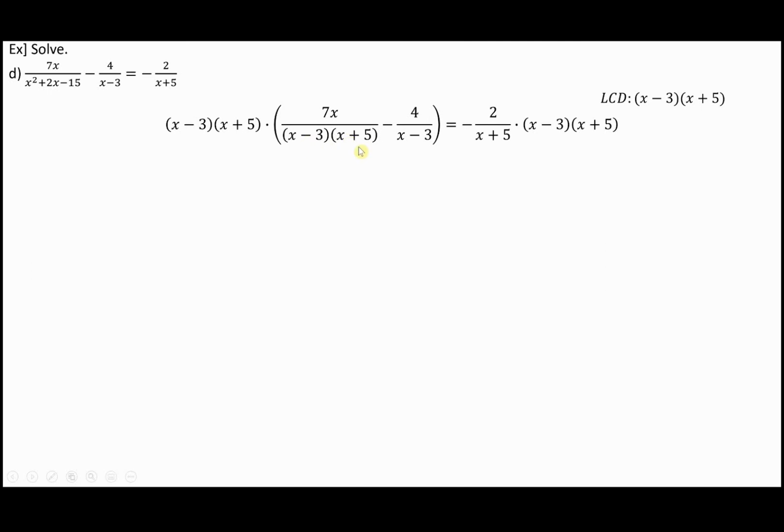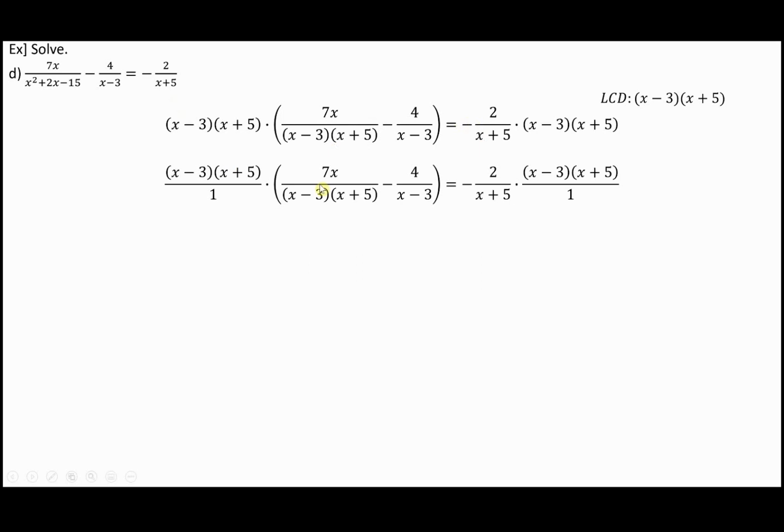I'm doing that strategically because I want the slashing that's going to happen in a subsequent step to be very satisfying. And even though I might write it this way initially, you could go straight to this setup, and that's what I would recommend. Throw that LCD that you're multiplying on both sides over a 1, so it's very easy to tell who's in the numerator space and who's in the denominator space.